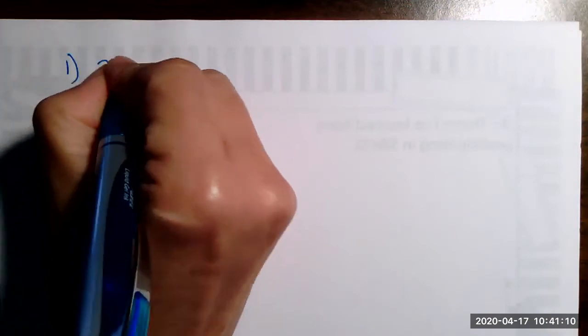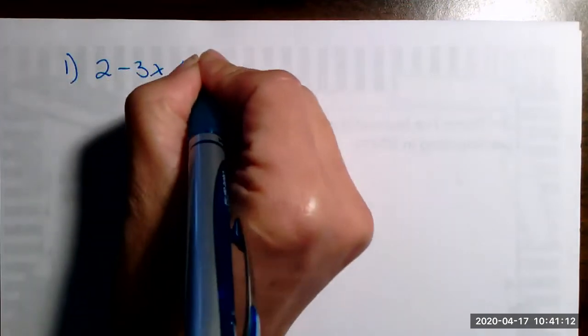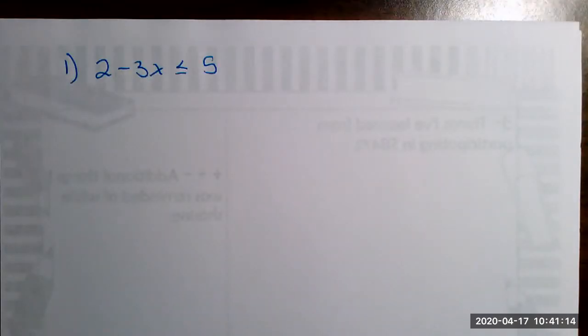All right, so let's go ahead and take a look at our first problem. So we have 2 minus 3x less than or equal to 5. Go ahead and solve that. And when you're ready, we'll move on.